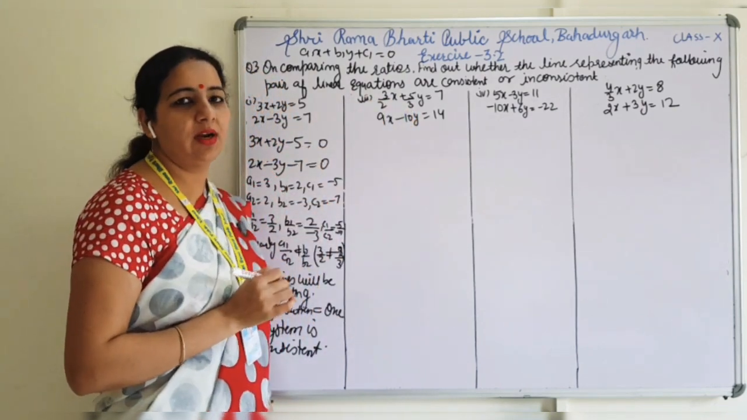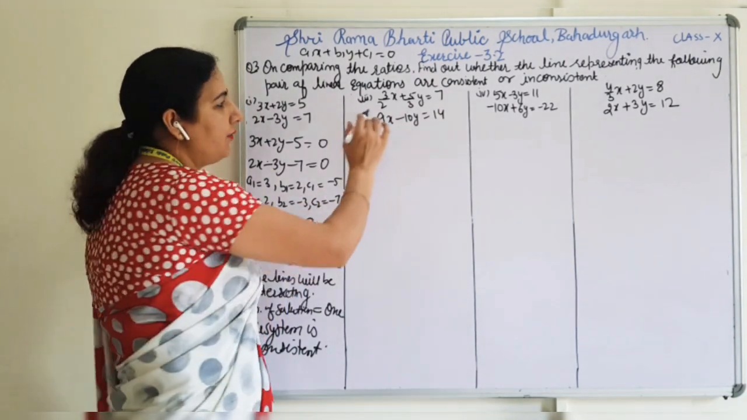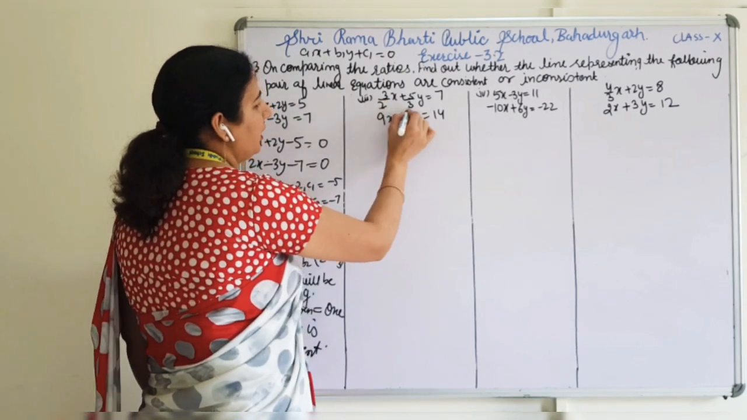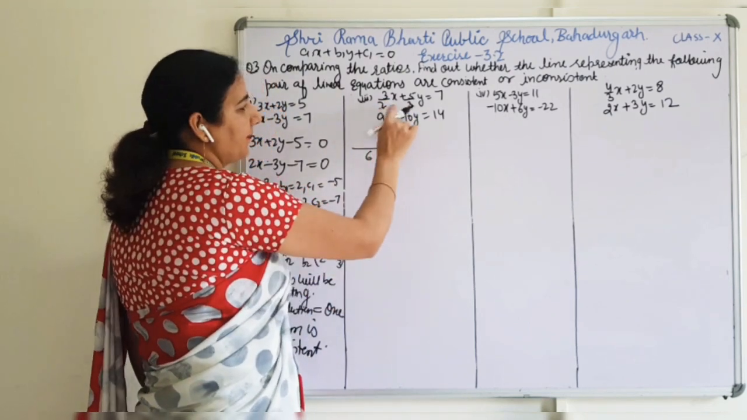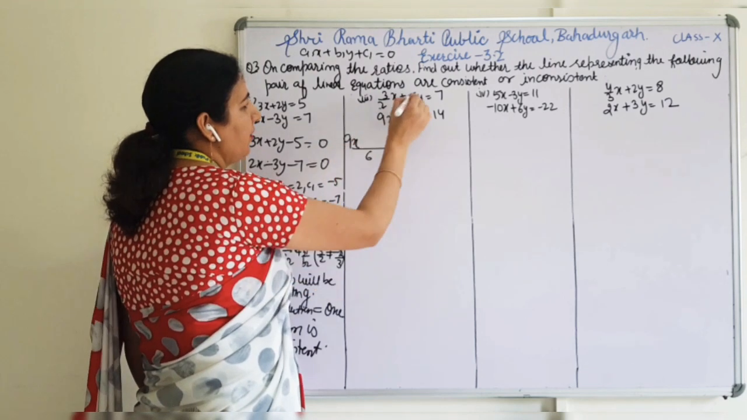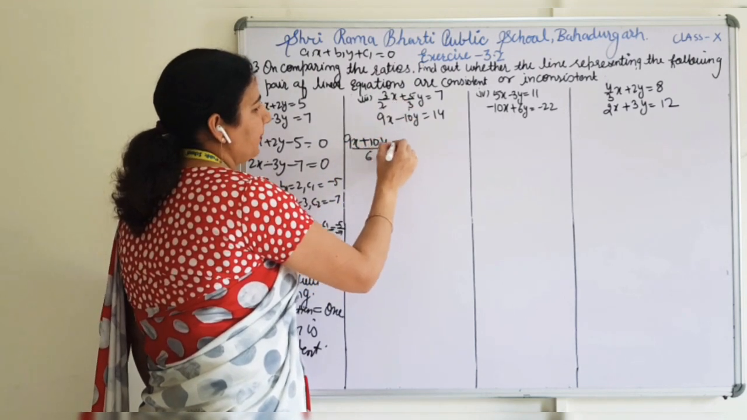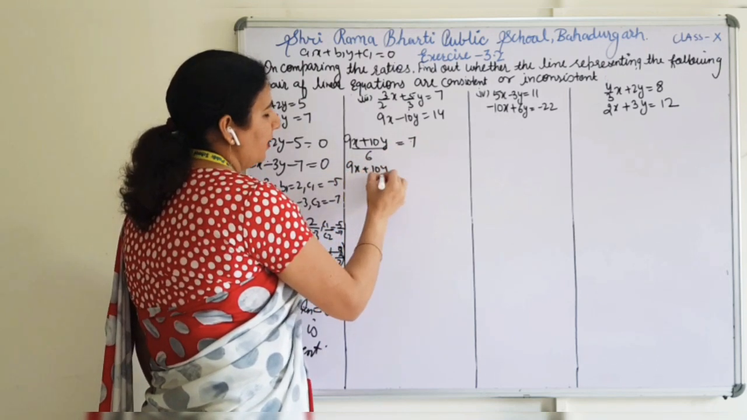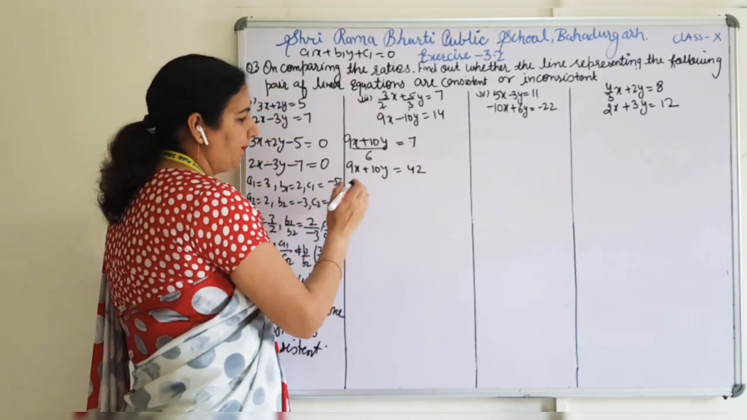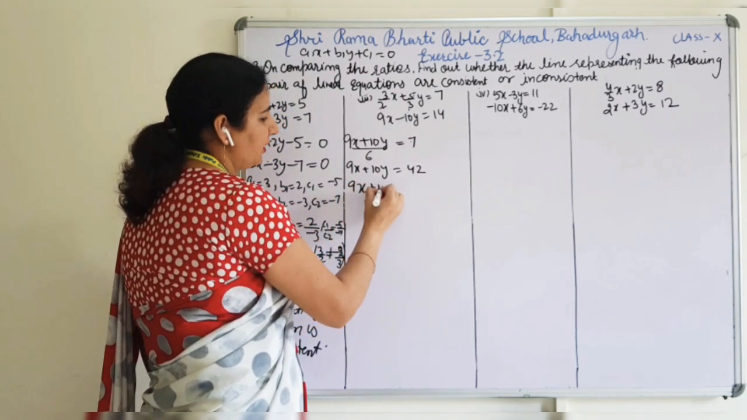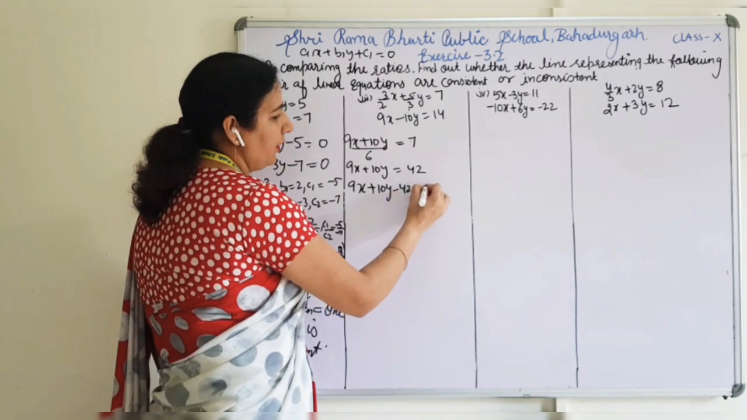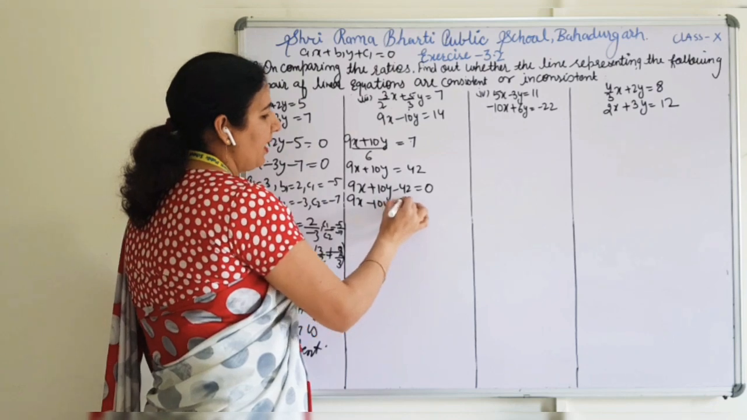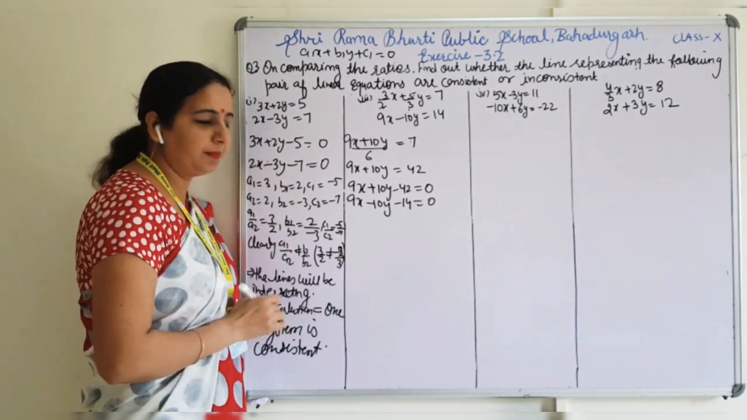Next, if the coefficients are in fraction, it is better to take the LCM and shift the denominator part to this side. So when I take the LCM of these two numbers, it will be 6. 3 into 3, 9x. 5 into 2, 10y is equal to 7, 6 into 7 is 42. Now shift this side. So the first equation is 9x plus 10y minus 42 is equal to 0. And the second equation is 9x minus 10y minus 14 is equal to 0.